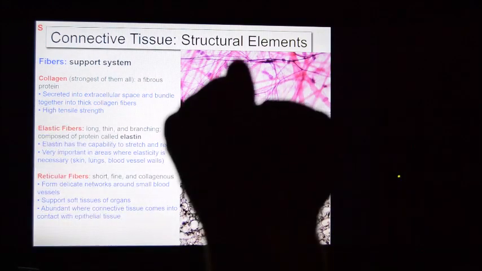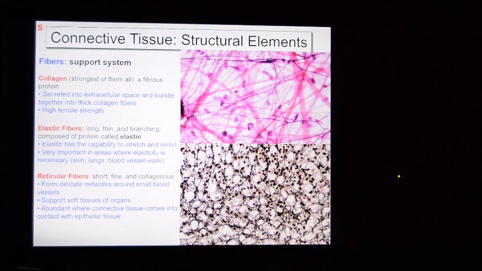They can stretch and then rebound to their resting length. You find these in areas that require a good bit of flexibility.